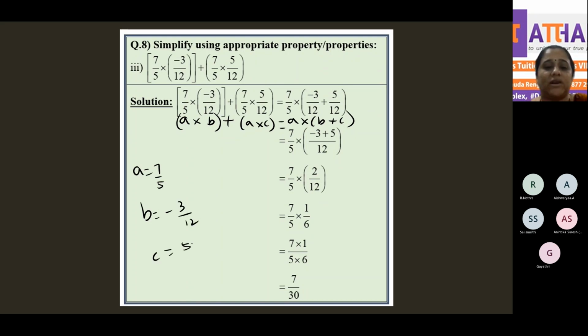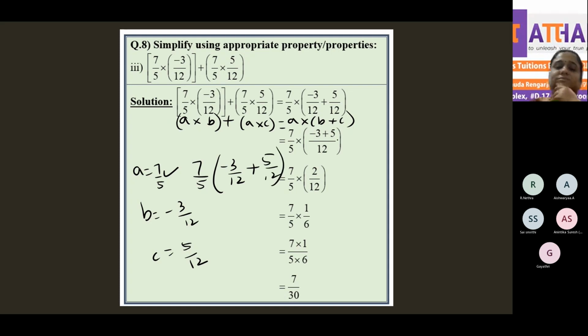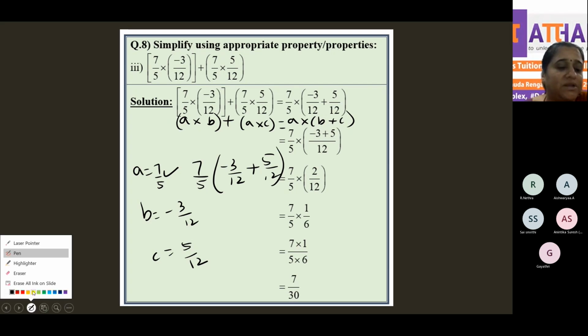And C is 5/12. A into B plus A into C is equal to A into B plus C. So what is A? 7/5 into B plus C. B minus 3/12 plus C plus 5/12. That's what we've been writing. The given expression is of the form A into B plus A into C. So the answer is A into B plus C, where A is 7/5, B is minus 3/12, and C is 5/12.